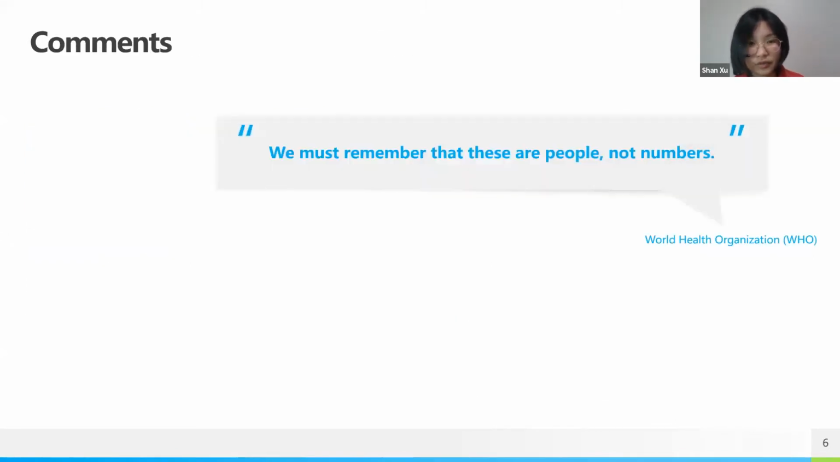As a result, I really like the statement from WHO: we must remember that they are not just numbers, not just points on the curve. They are people, living people with the same motivations and feelings as every one of us. So if we see things from that perspective, we will understand the unbelievable hard work and the urgency to take action as their home community.